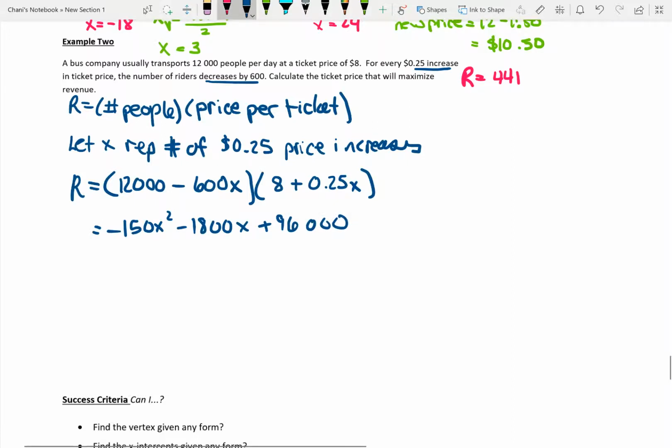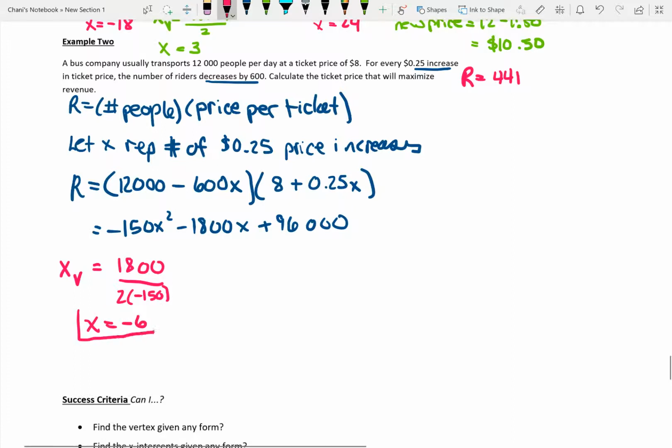Okay, remember we want to maximize revenue, so we want the vertex of the revenue equation. That's so important to understand. Maximize revenue means vertex of the revenue equation. So the x value of the vertex is negative b, so negative negative 1,800, divided by 2a, so 2 times negative 150. So this gives me an x value of negative 6.